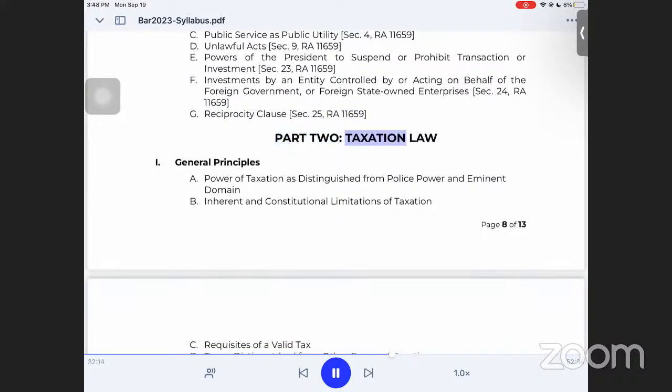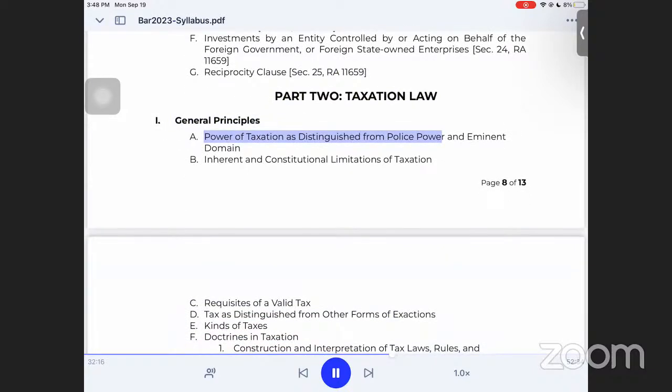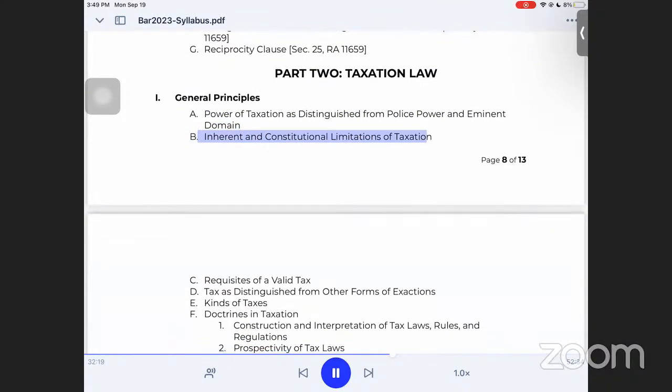Part 2: Taxation Law. I. General Principles. A. Power of Taxation as distinguished from Eminent Domain. B. Inherent and Constitutional Limits.